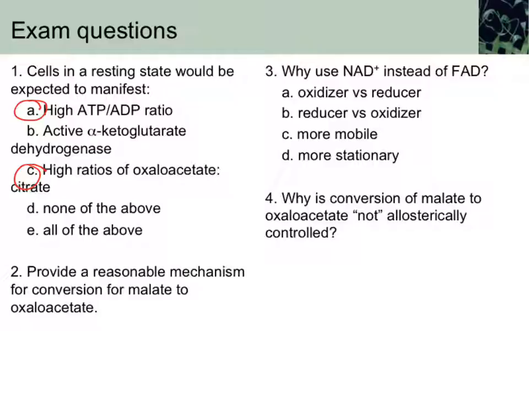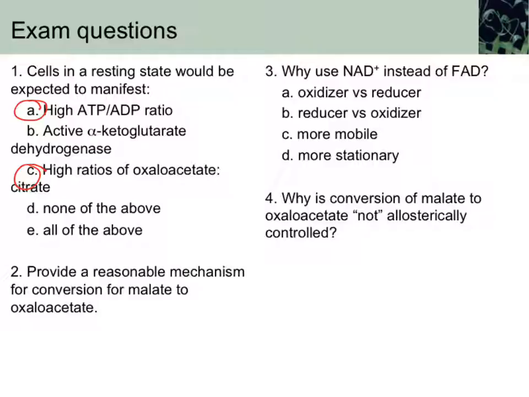If the Krebs cycle is shut down, what happens to the alpha-ketoglutarate enzyme? It's going to turn off. So that should be inactive, not active. So that shouldn't be true. High ratios of oxaloacetate to citrate.